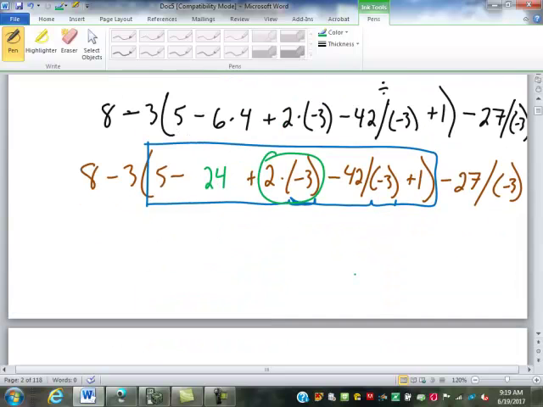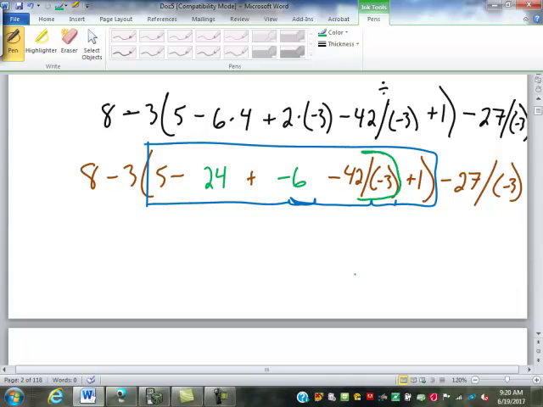Okay, so back to this lovely order of operations problem. We've got the 2 times negative 3 has to be our next step. What is 2 times negative 3? It is negative 6. And then what's next? Negative 42 divided by negative 3.